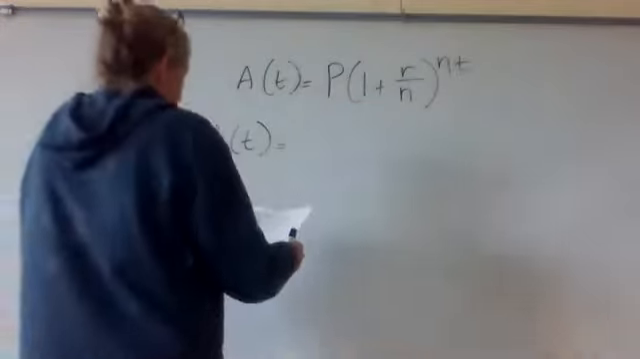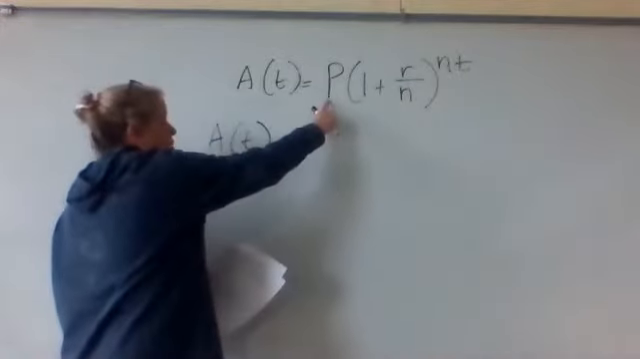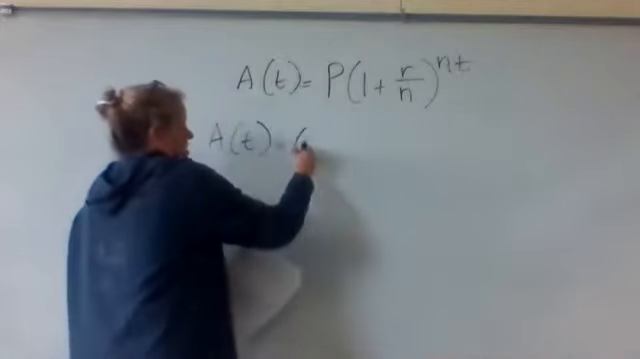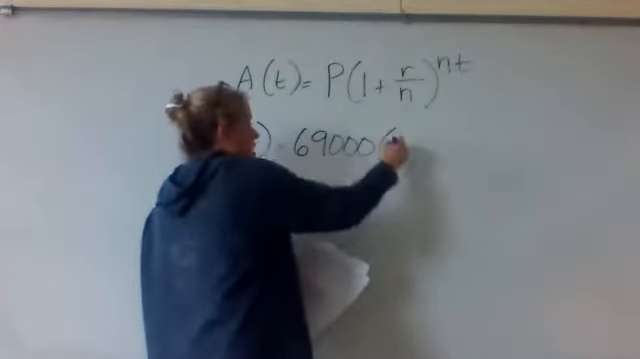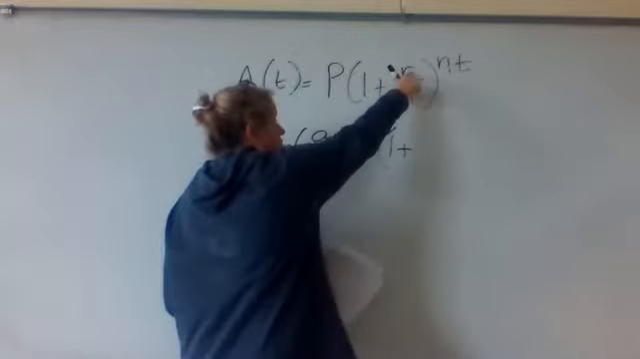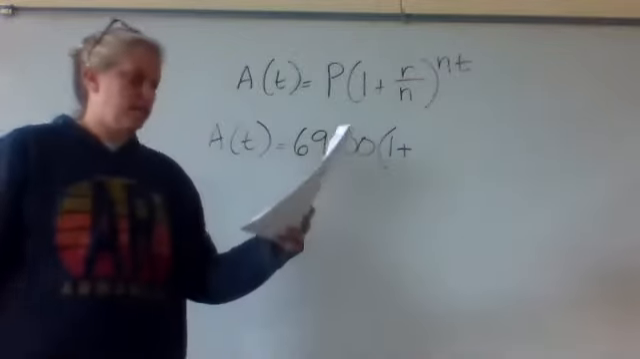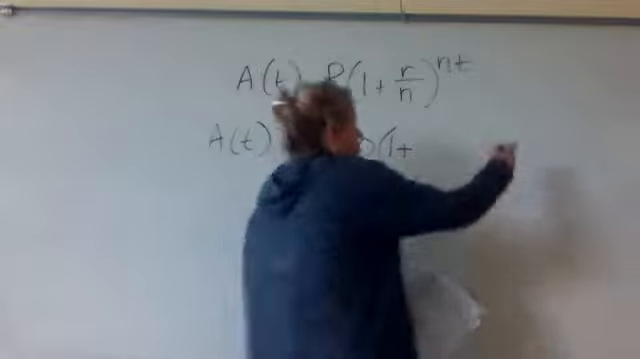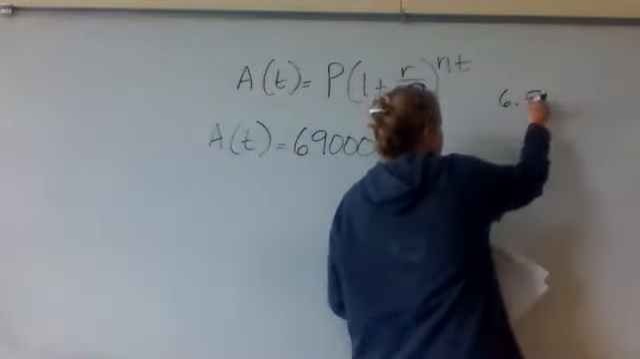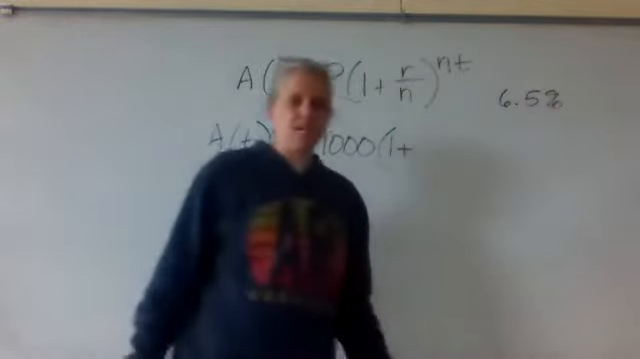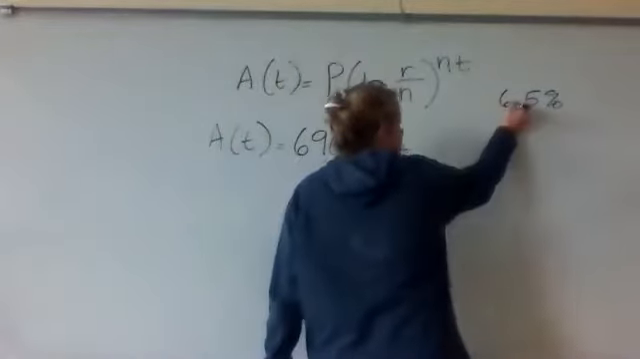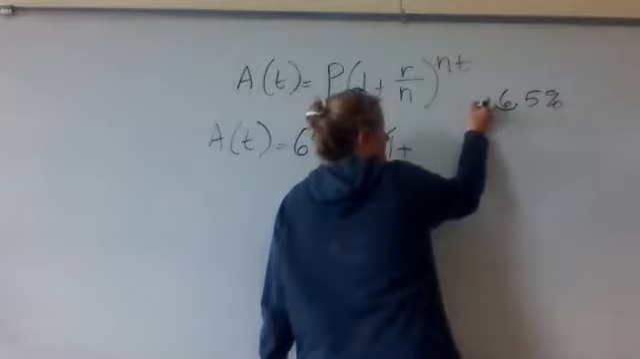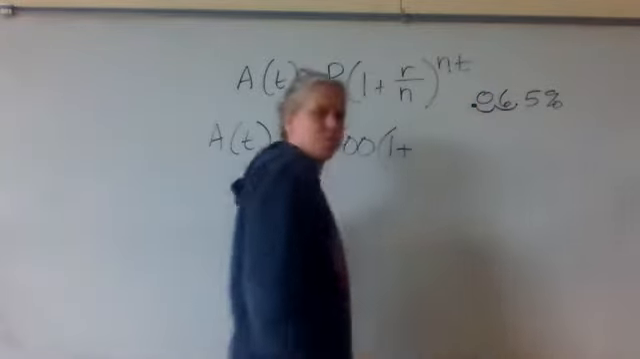So what's going to be my principal? What was my original amount that I invested? That's the $69,000. Then 1 plus your interest rate. Your interest rate was 6.5%. You're going to have to change that to a decimal, which means move the decimal 2 places to the left, and fill in your blank spot with a 0.